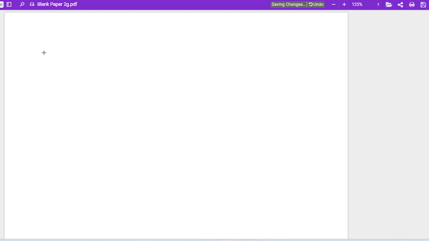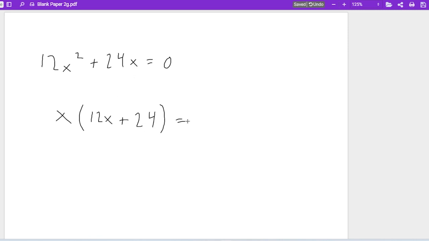So the first question I have here is 12x squared plus 24x equals 0. So the way I would solve this one is noticing the fact that both of the terms have x in them. Whenever that happens, that means that we can factor out the x as our first step, and what's left in the parentheses, well, if I take an x out of 12x squared, I still have 12x, and if I take an x out of 24x, I'm left with plus 24. I then set this equal to 0, and the trick here is that I can set both of these terms equal to 0. So that means x equals 0, and 12x plus 24 equals 0.